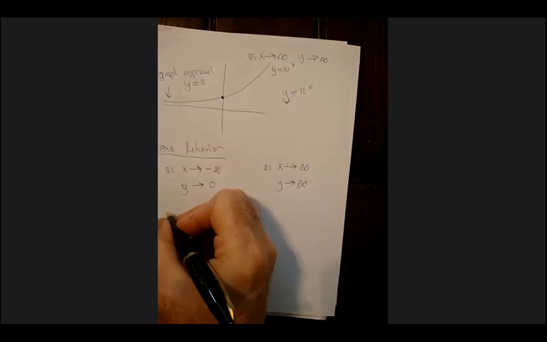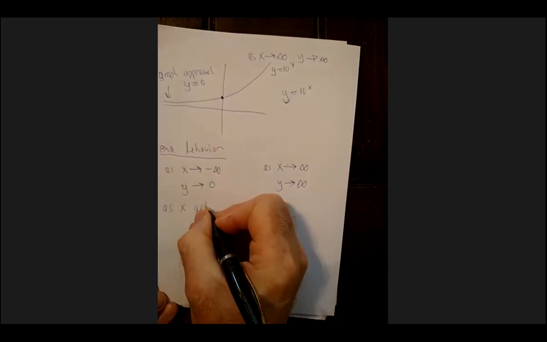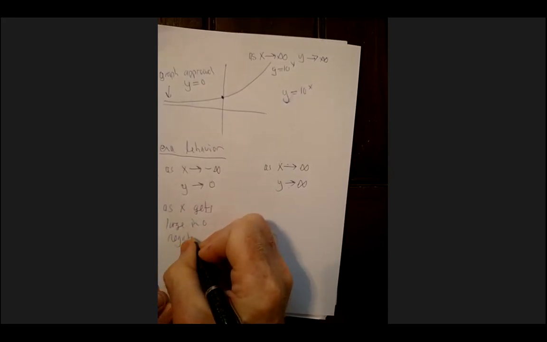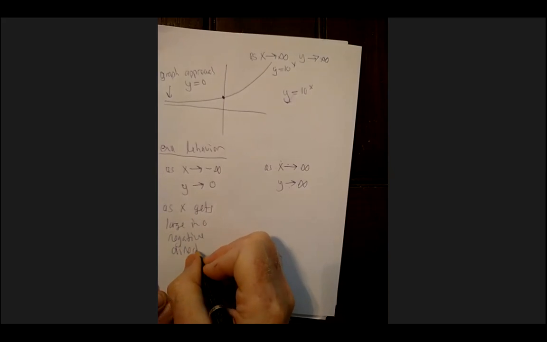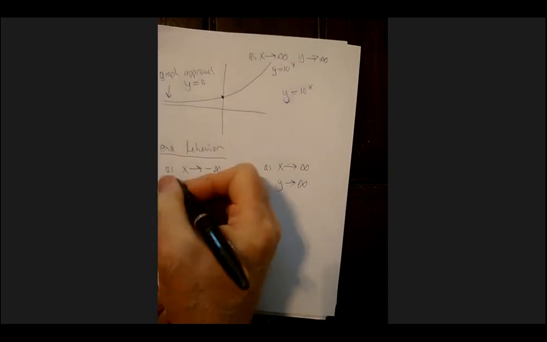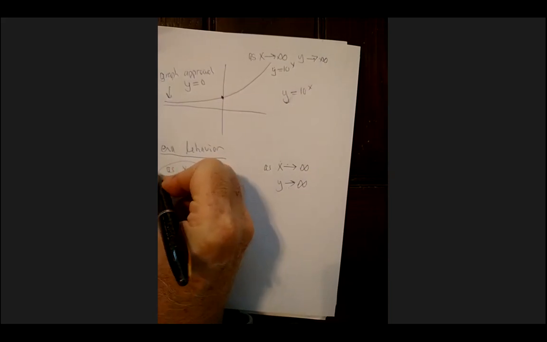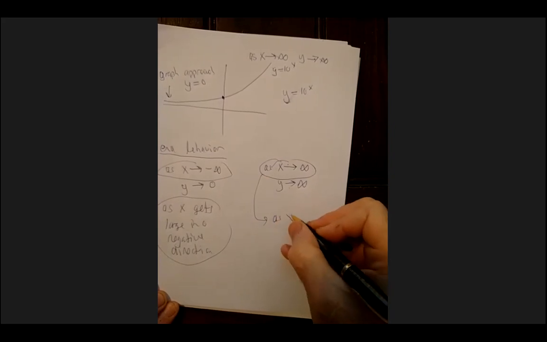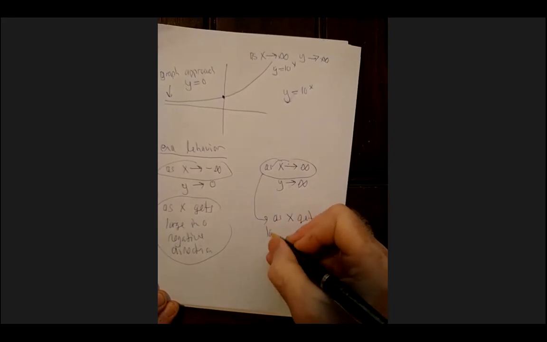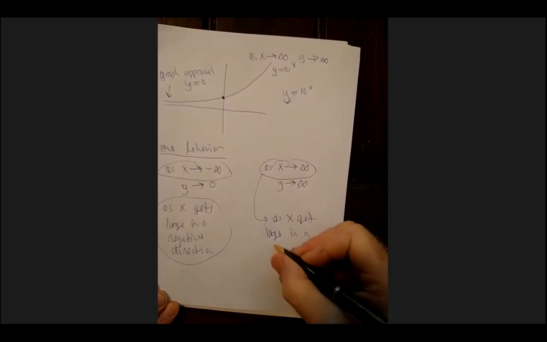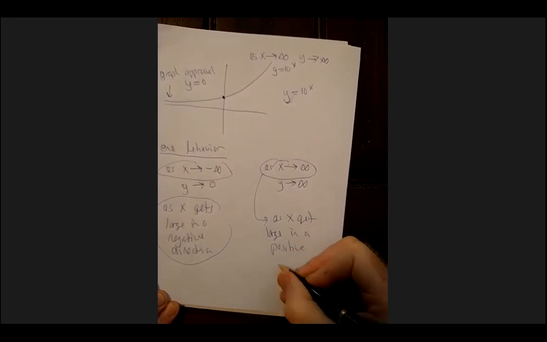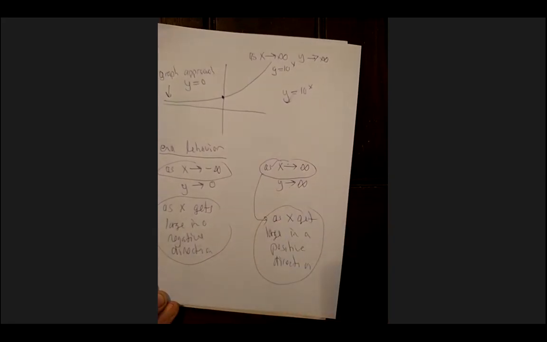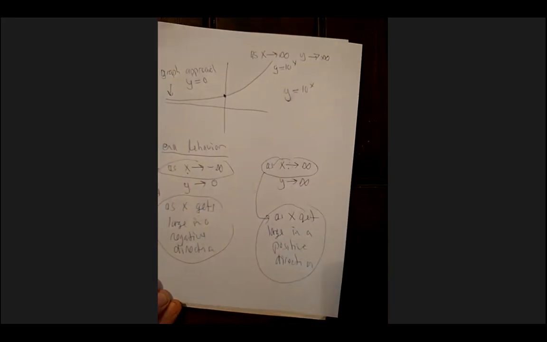And so when you say as x gets large in a negative direction, to say that is the same as saying this. Those mean the same thing. And when I write as x approaches infinity, that's the same as saying as x gets large in a positive direction. Okay, so again, I'm going to start using that language because I think it's simpler than trying to describe it in words.